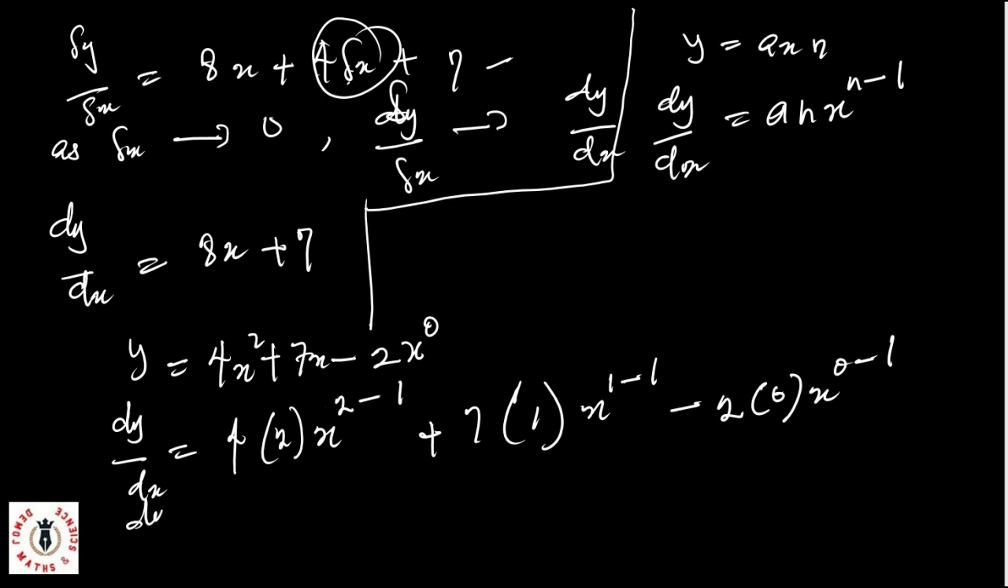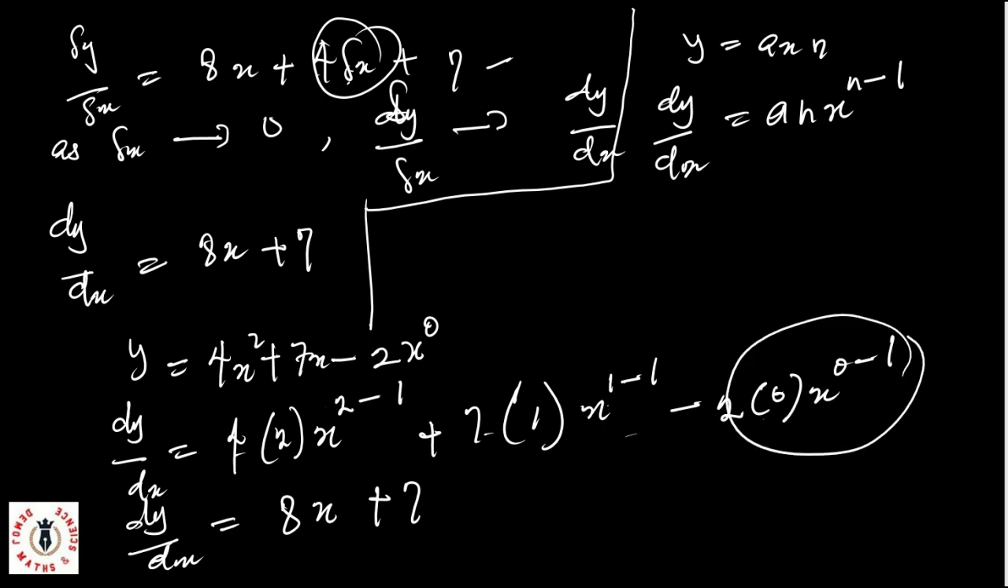Now, so that dy/dx will be equal to 4 times 2, that's 8, x to the power 2 minus 1 is 1, plus 7. 7 times 1 is 7. x raised to power 1 minus 1, that's 0. x raised to power 0 is 1. 1 times 7 is 7. And here, 2 times 0 is 0. So everything here becomes 0. So my dy/dx obviously is equal to 8x plus 7. You can see, same thing we got from first principle.